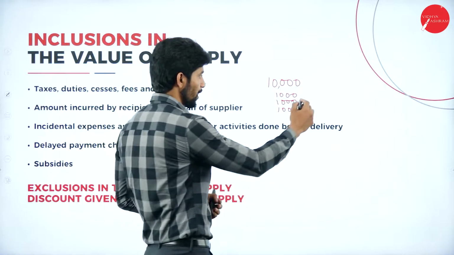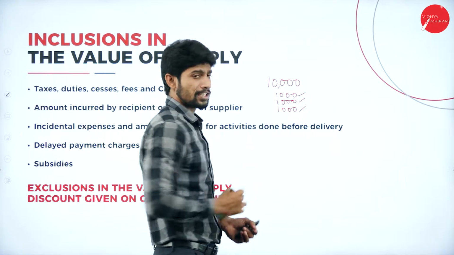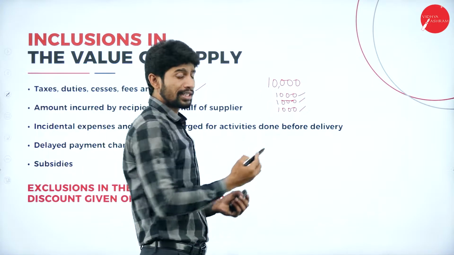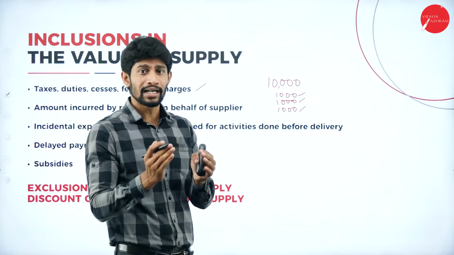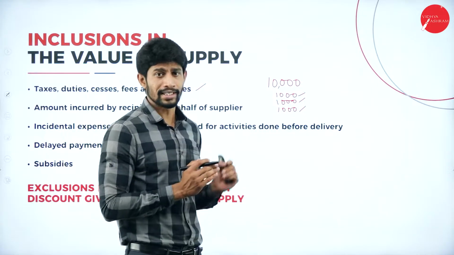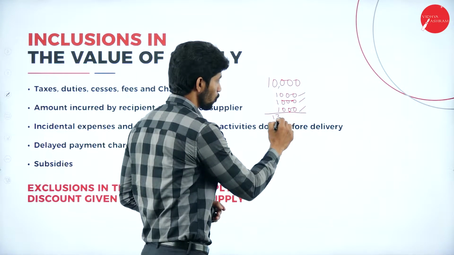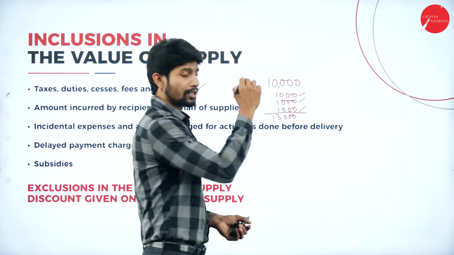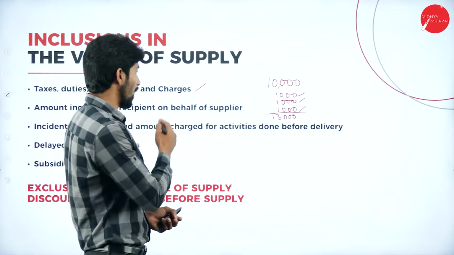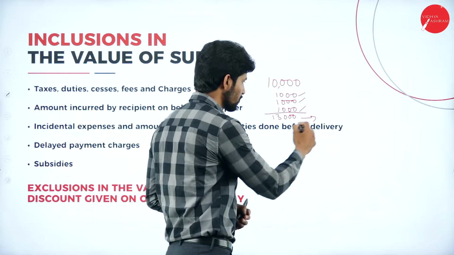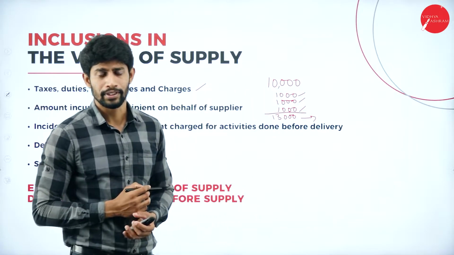Along with that, we are incurring different types of expenditures. So the value of the camera plus the expenditures incurred relating to the main supply, that is the camera. Whatever the total we are going to get, say the total is 13,000. So this 13,000 is called the value of taxable supply, and we will be imposing tax on this 13,000 rupees.